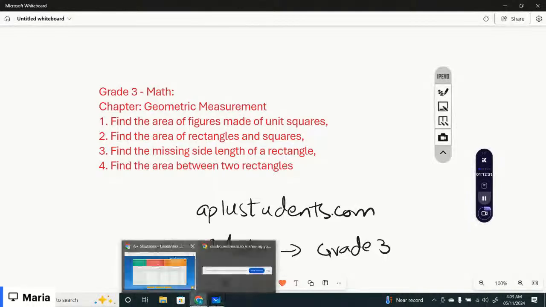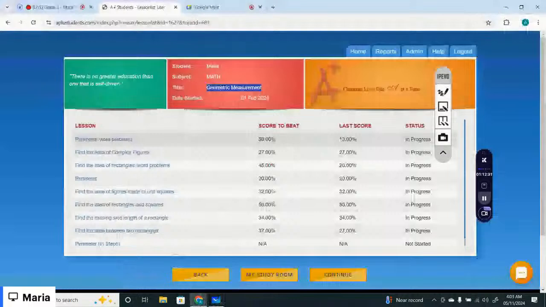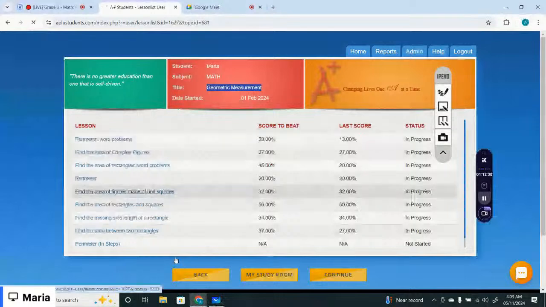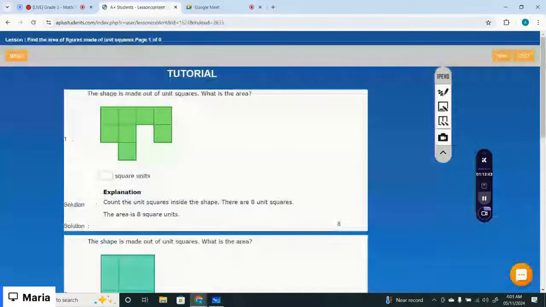Okay, here I am on grade 3 math. The chapter we are on right now is geometric measurement. Let's just start with the lesson, that is find the area of figures made of unit squares. Okay, so the shape is made of unit squares.